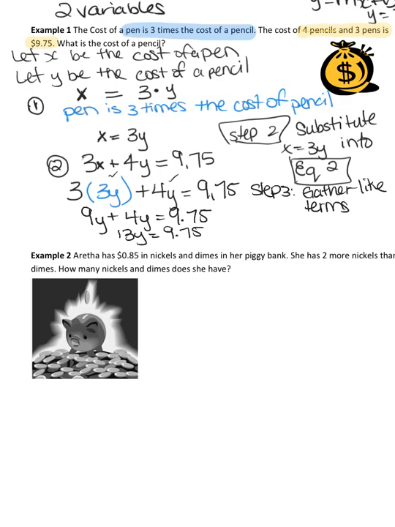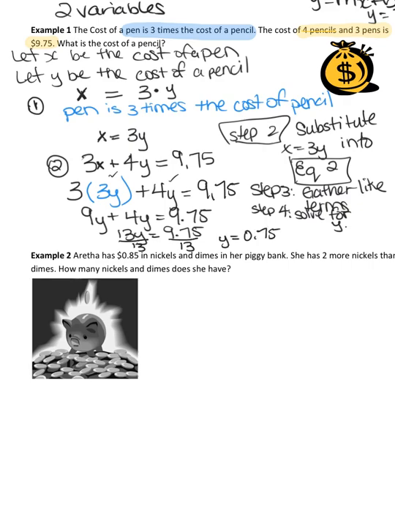Okay, and my last step, step 4, is going to be solve for y, or solve for your variable. And here I'm asking myself, what's happening between this 13 and this y? That's multiplication. How do I undo multiplication? I'm going to divide. So I'm going to divide both sides by 13. And y here, if I do 9.75 divided by 13, that's going to equal 75 cents.